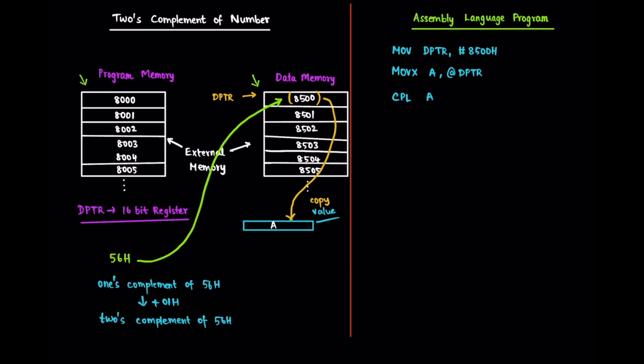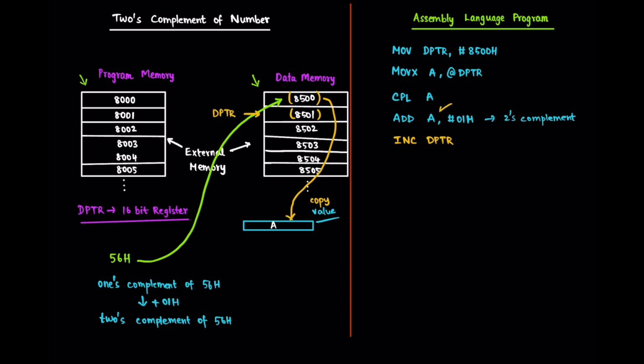So I'm going to write CPL A, because we have stored the value in A, so I'm going to write complement of A. Now we have to add 01H to this A. For that I'm going to use the add instruction, ADD A, #01H. Now this instruction is going to give us the 2's complement. But we have to display the 2's complement, right? So for that I'm going to write INC DPTR. So now after incrementing, the DPTR is going to point to 8501H.